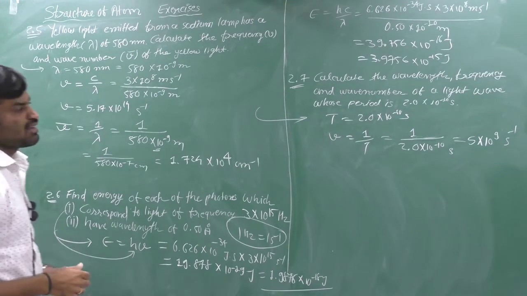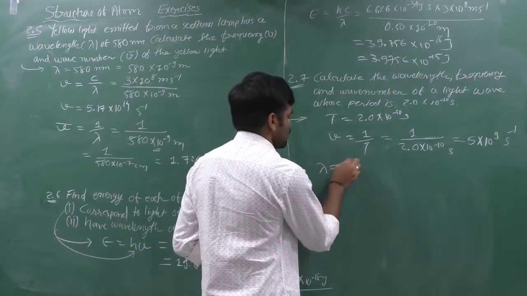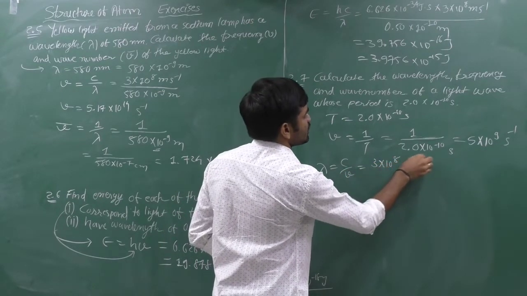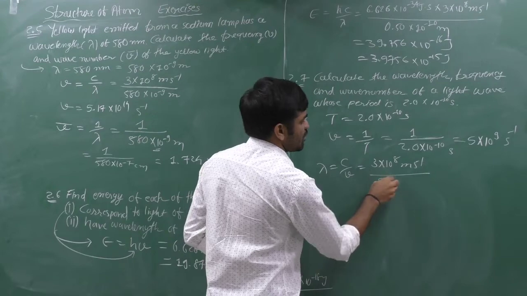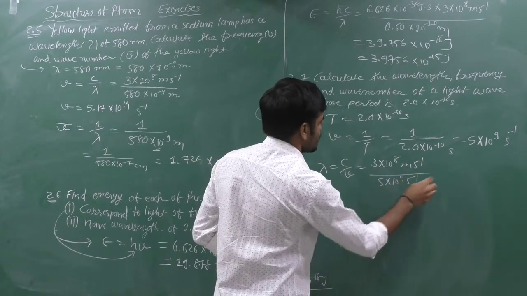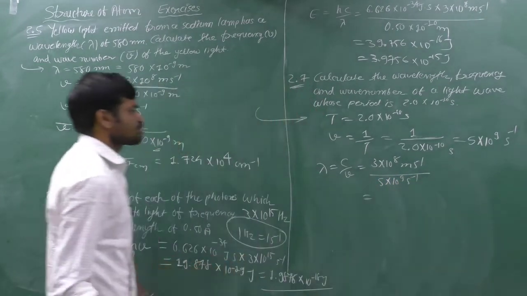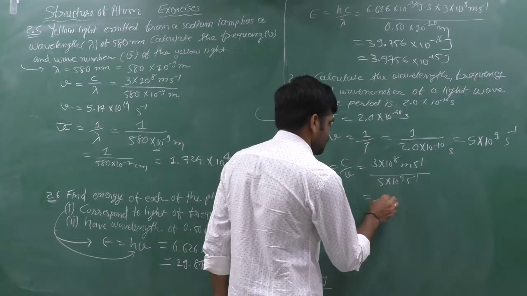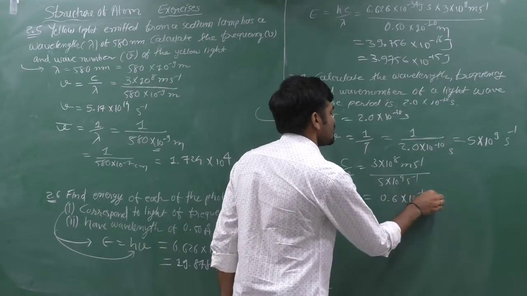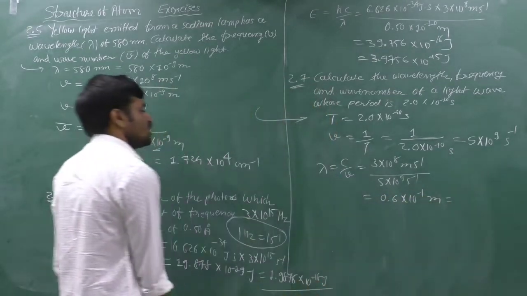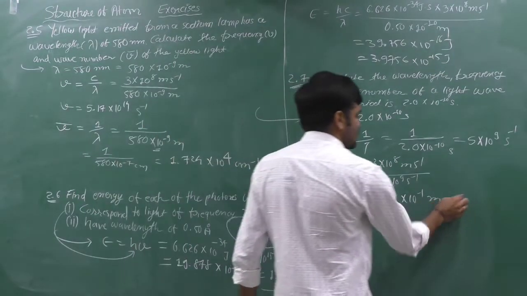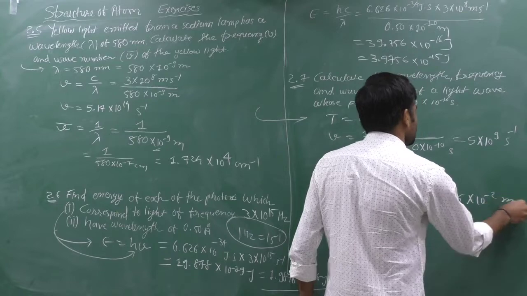We can calculate lambda very easily. Lambda is equal to c upon mu. 3 into 10⁸ meter per second. Frequency is 5 into 10⁹ second inverse. If we can make the calculation, then it is 0.6 into 10⁻¹ meter, which is equal to 6 into 10⁻2 meter. 6 into 10⁻2 meter is the calculation.